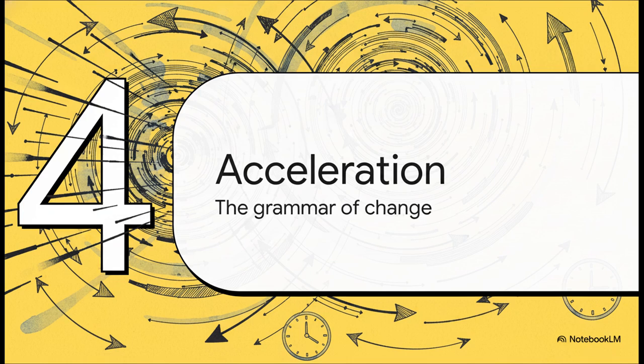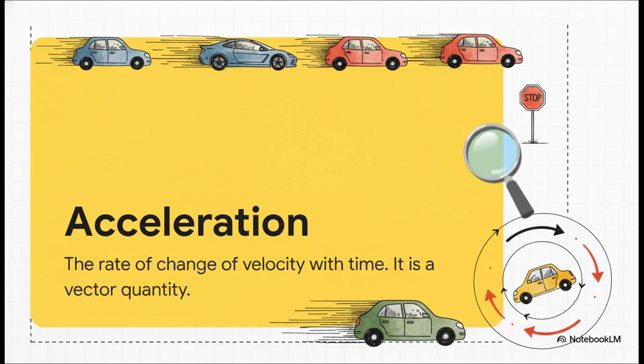So, we've talked about where you are and how fast you're going. But what about when that changes? What about when you speed up, or slow down, or turn? This brings us to the grammar of motion, acceleration. It's all about the change. So acceleration is just the rate of change of velocity. And here's the kicker. Since velocity is a vector, acceleration has to be a vector too.